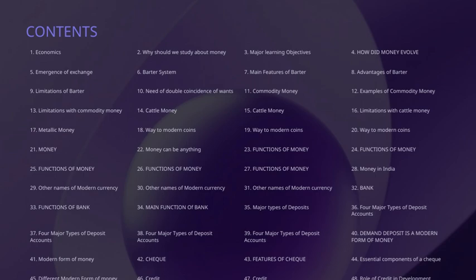Coins made of metals like gold and silver became common, representing a significant step forward. Later, money evolved further into modern currency, which is primarily issued by the government and central banks. These are called legal tender. Other names of modern currency include notes and coins recognized officially. Now, let's discuss the importance of different types of money and currency. Money can be anything that is widely accepted as a medium of exchange. Modern money exists in various forms, including coins, notes, and digital forms like e-wallets.